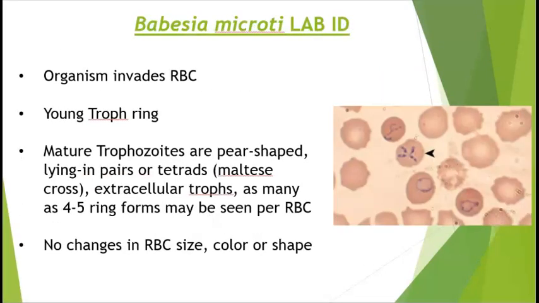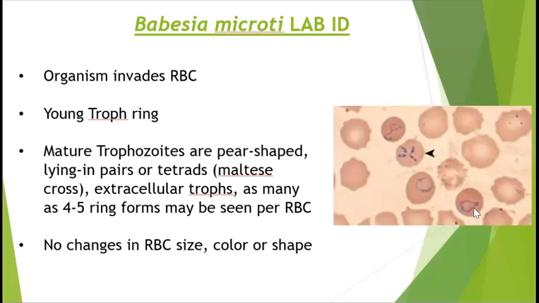As far as our lab ID for Babesia, the organisms, of course, can invade your red blood cells. You will see young trophs in a ring formation, so you can see that over here in these red blood cells. Mature trophs appear more pear-shaped and may lie in pairs. Here in this red blood cell is showing more of that pear shape of the mature troph.